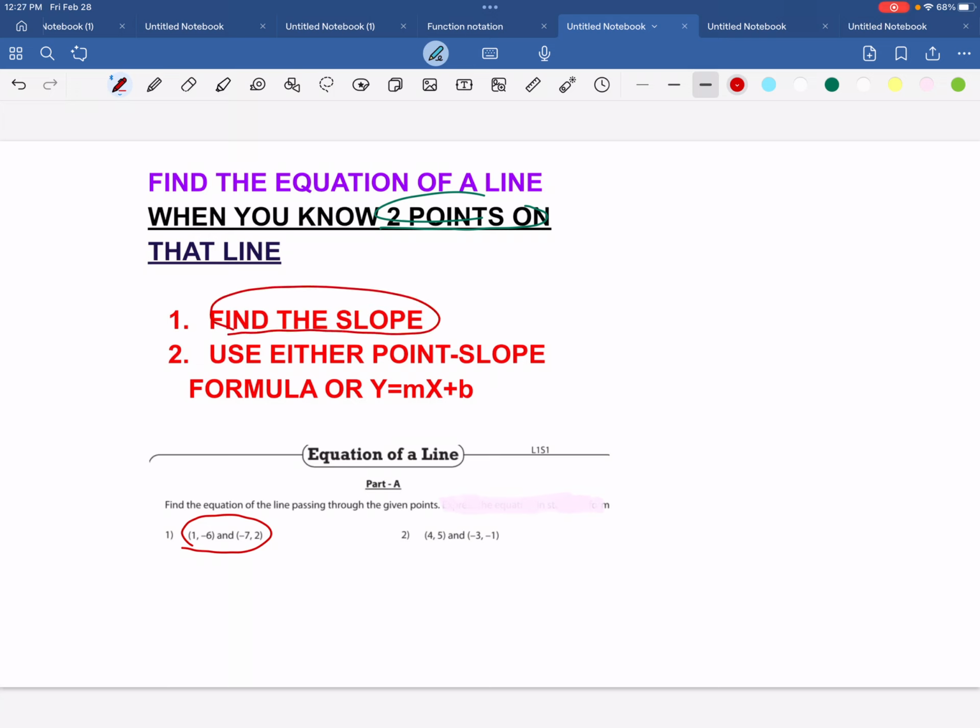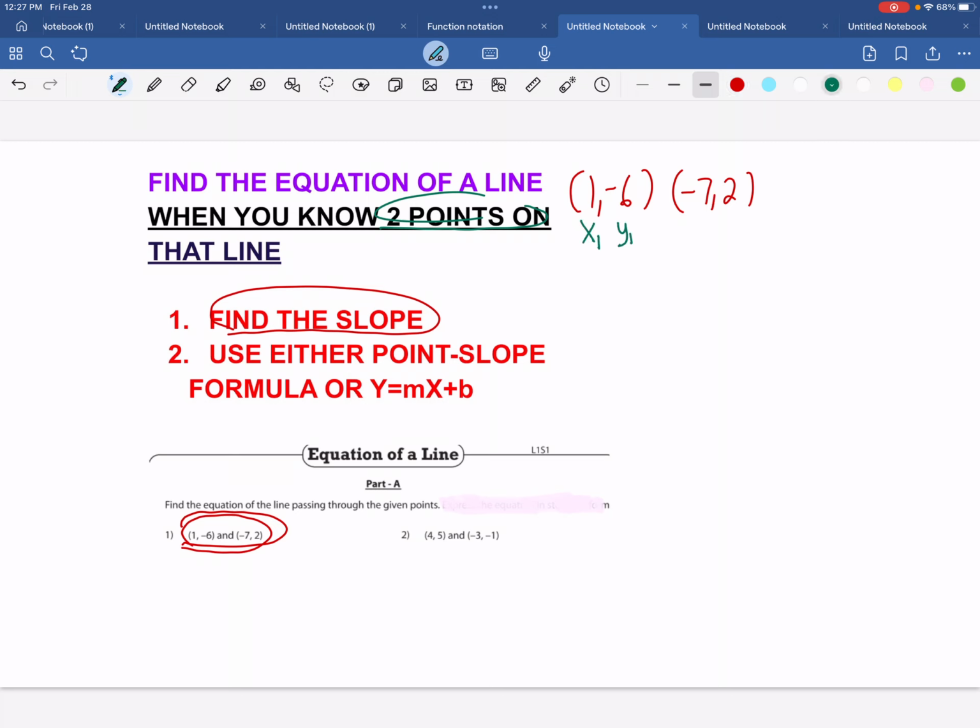This brings me to, what is the equation for slope? Because we haven't done that yet. To find the slope when you have 2 coordinates, I'll give you an example down here. We have 1, negative 6, and then we have another point, negative 7, 2. First thing I want to do is label these. I want to write this is x1, this is y1.